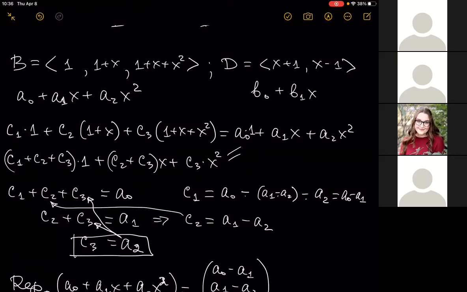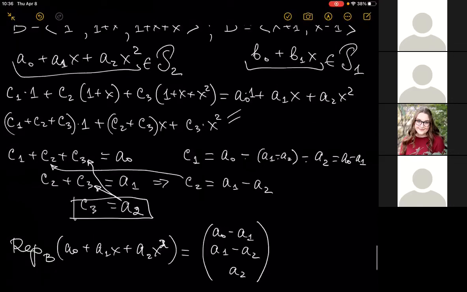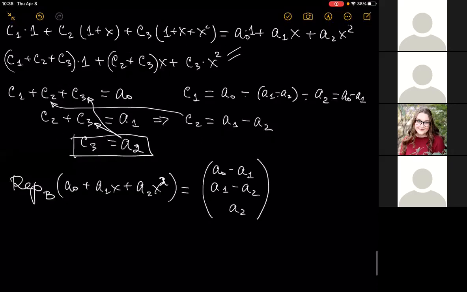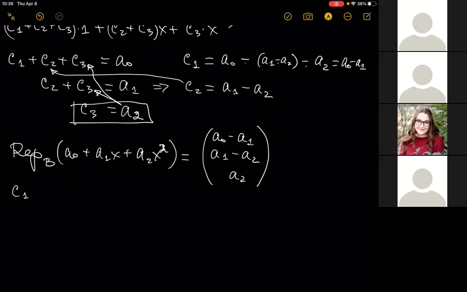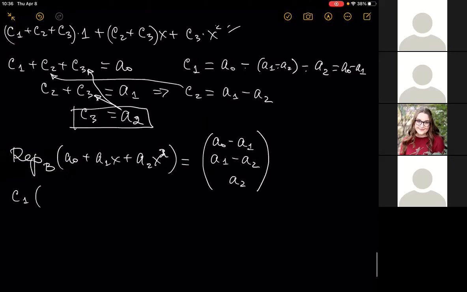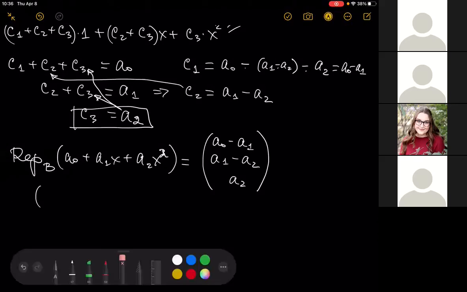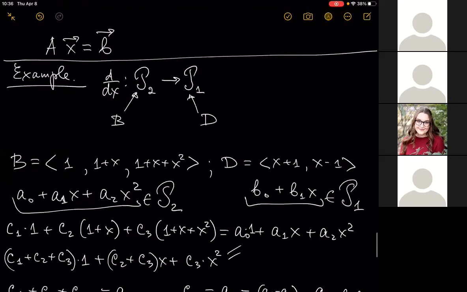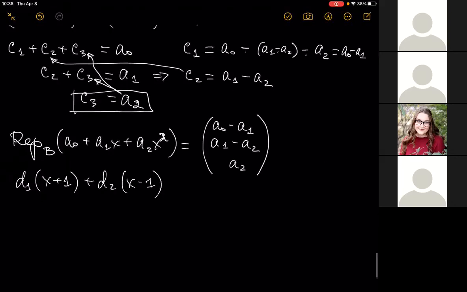Now, let me consider the following: B0 plus B1x. So if the previous was a polynomial belonging to P2, this is a polynomial belonging to P1, right? So please, let me represent this polynomial with respect to the basis D. Once again, I have D1 on the first vector x plus 1. Not C1, C1 we already used, so let me use D. D1 x plus 1 plus D2 x minus 1. And this has to be equal to B0 plus B1x.